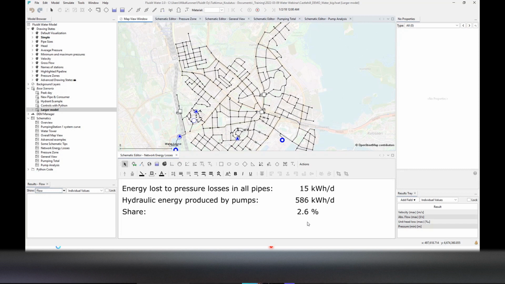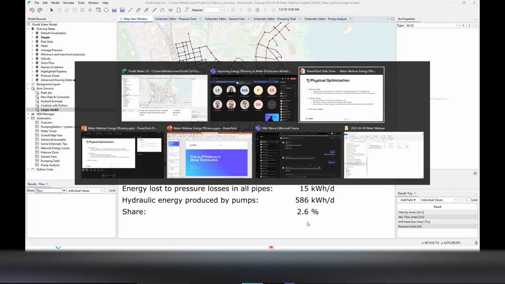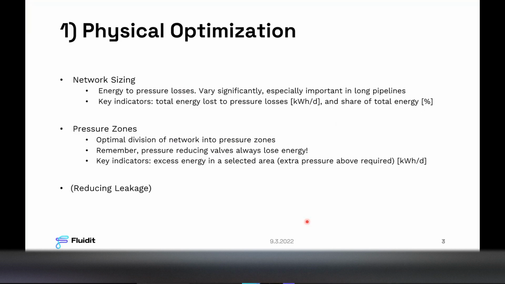But I emphasize, this varies significantly network by network. So that's something I think always should be checked. Are we losing energy efficiency? Are we losing energy to friction losses?